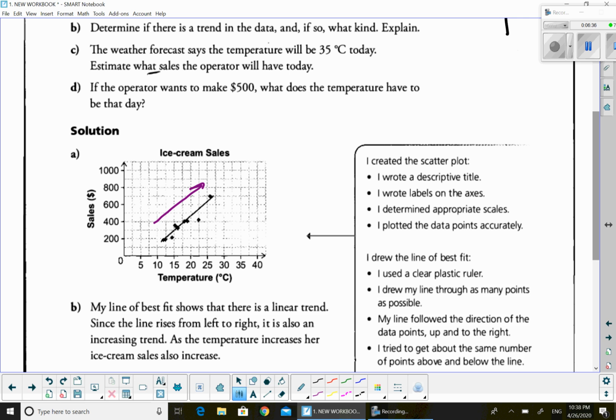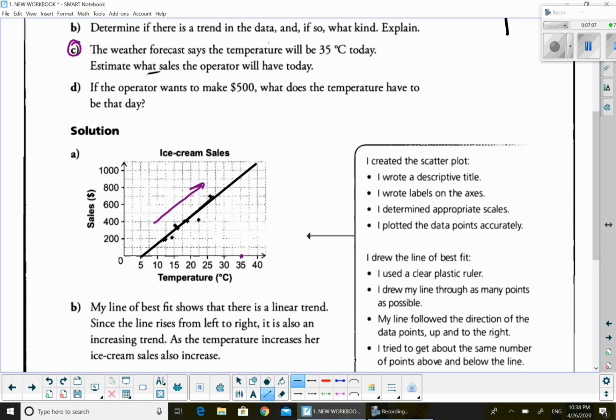The next one, it says C. The weather forecast says the temperature will be 35 degrees Celsius today. Estimate what sales the operator will have today. So this is the estimating part. So if I know that it's going to be 35, let's say 35 is here, I'm going to be estimating for this temperature. This temperature is after my data set. So when I'm doing my line of best fit, I do want to extend it for that estimating. So it should be something like this.